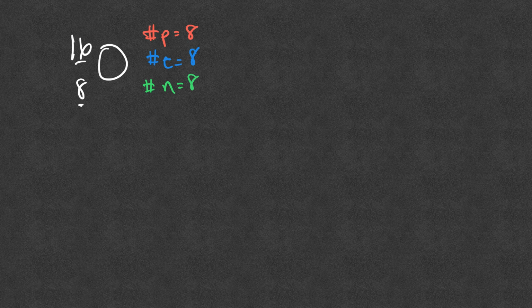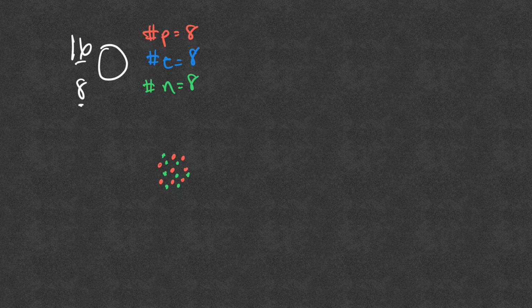So here are your protons in red. So you have 1, 2, 3, 4, 5, 6, 7, 8. Then you have 8 neutrons, 1, 2, 3, 4, 5, 6, 7, 8. Okay. And around the neutrons, you have your electrons.